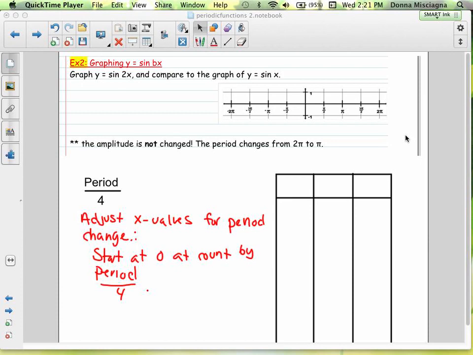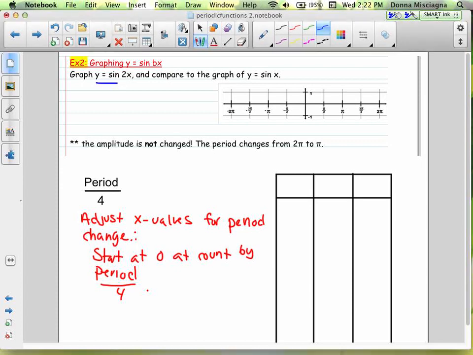Graph the one we skipped, y equals sine 2x. I don't believe this one is in your notes. And then we can compare it to the graph of y equals sine x. All right, so let's look at this graph first. All right, and then we'll look at this graph.